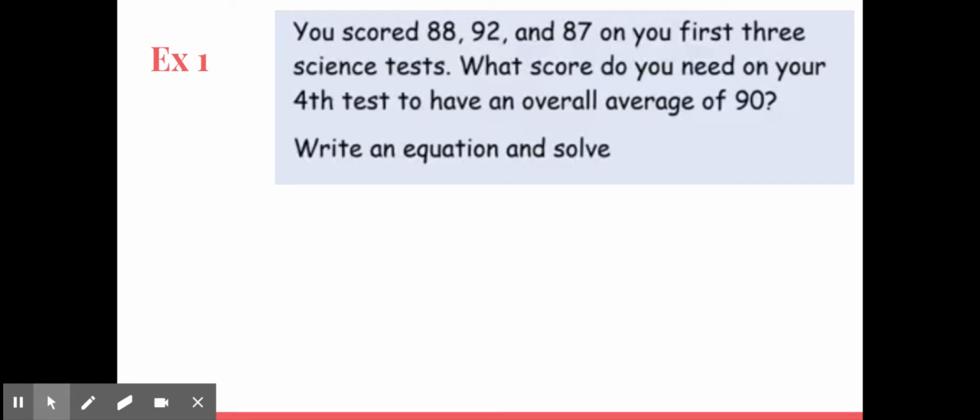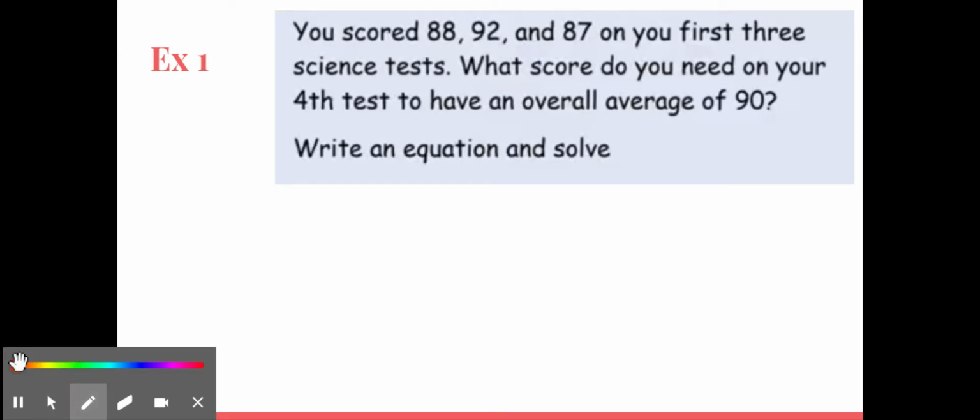So we're going to assume that in a class we have four tests, and those four tests make up the overall average. We're going to say that you scored an 88, 92, and 87 on the first three science tests. What score do you need on your fourth test to have an overall average of 90? You want to write an equation and solve.